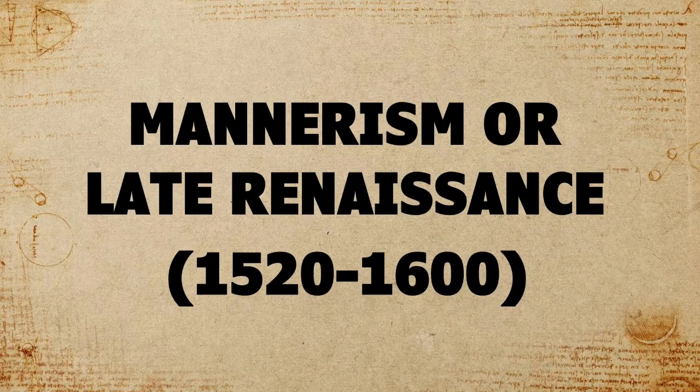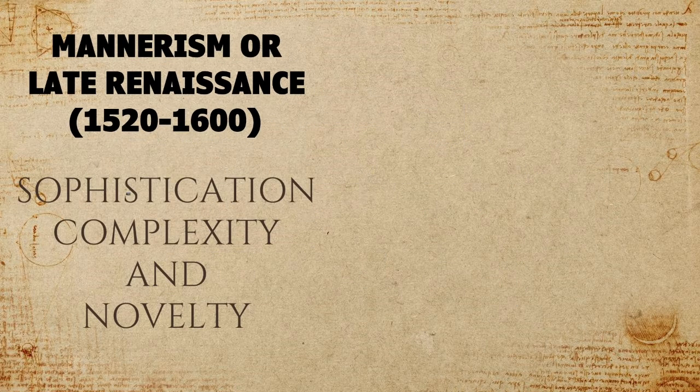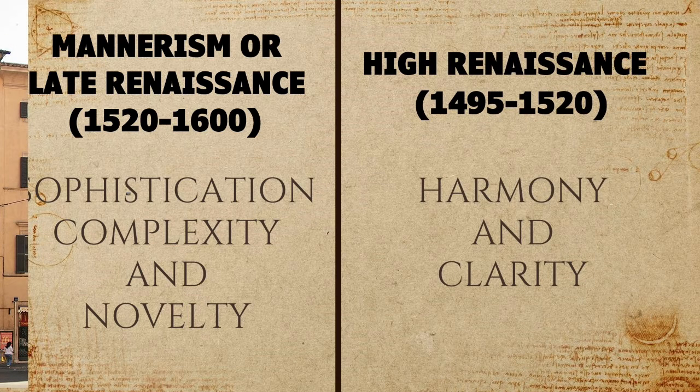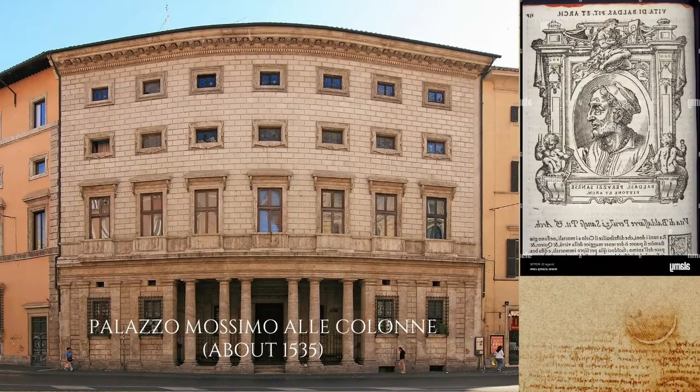After the High Renaissance dispersed, Italian Mannerism, also known as Late Renaissance, formed from 1520 to 1600, and came into line. This was characterized by extreme sophistication, complexity, and novelty, unlike High Renaissance, which was built with harmony and clarity. One notable building that distinguishes Mannerism from High Renaissance was the Palazzo Massimo alle Colonne by Baldassare Peruzzi.